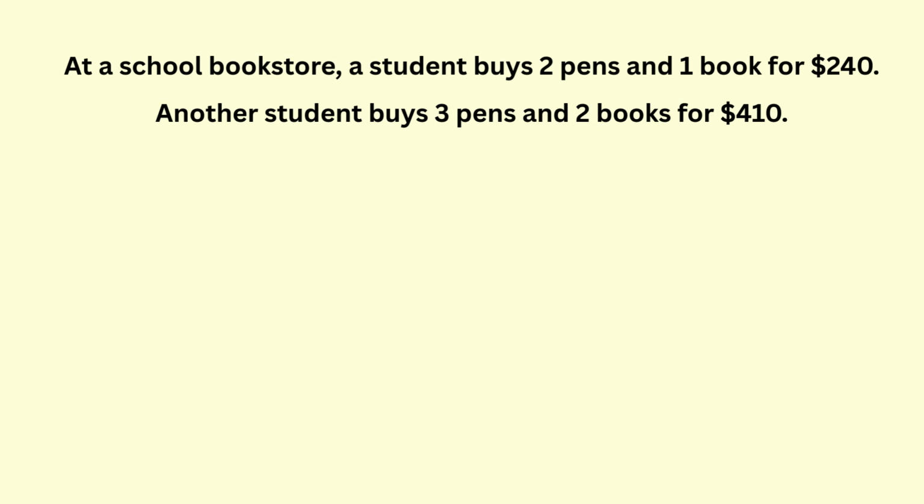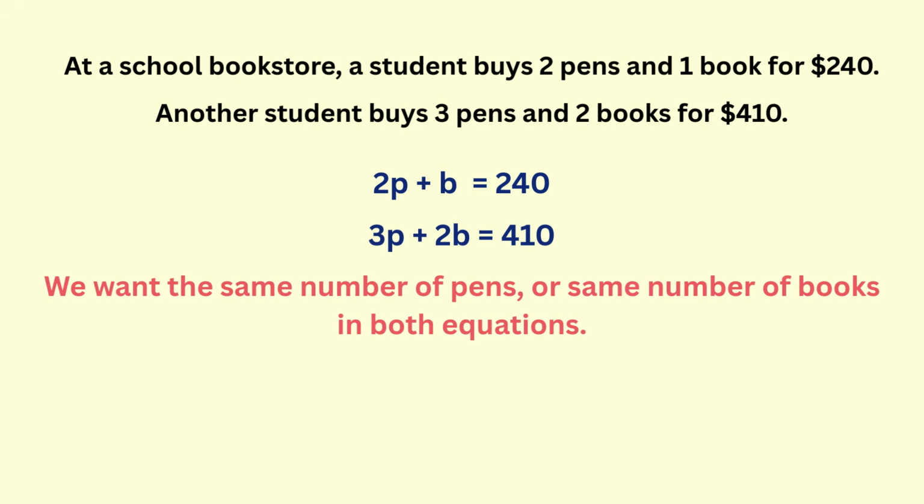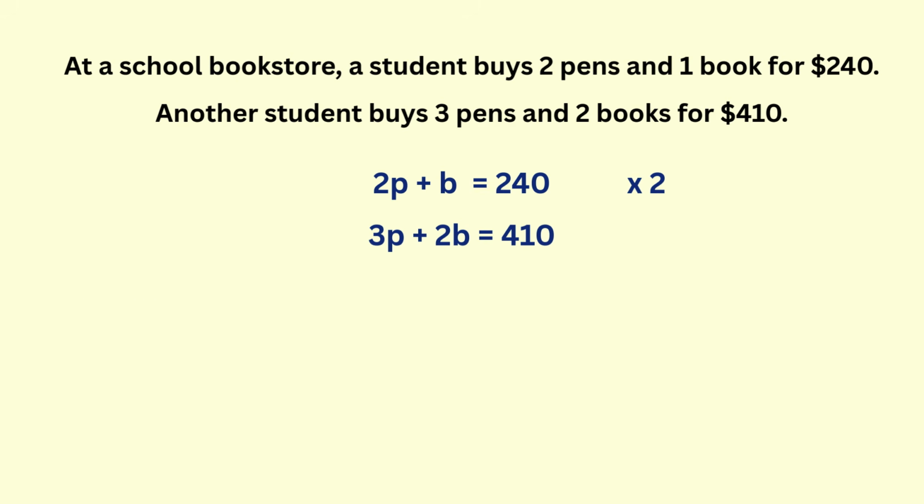The same problem can be represented algebraically. We can use P for pens and B for books. For the 2 pens and 1 book, we put the equation 2P plus B equal to a total cost of $240, while for the 3 pens and 2 books, we put 3P plus 2B equals $410. Remember, we want to get the same number of pens or the same number of books in both equations.